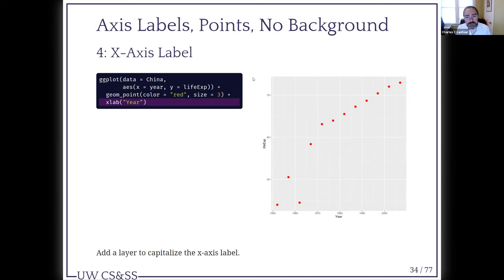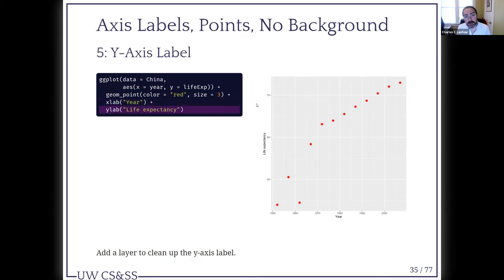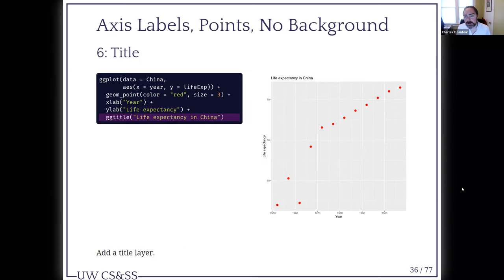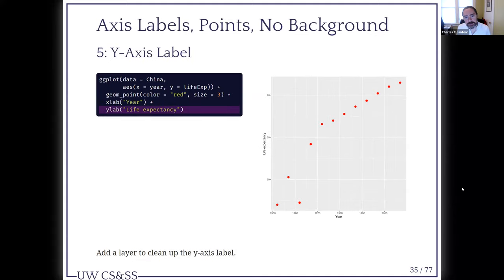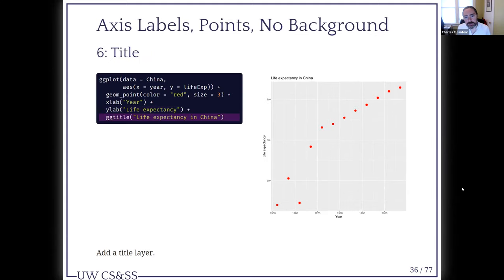Okay, I'm also going to clean up my y-axis label. I change it from being life exp, which is the default name of the variable here, to life expectancy, clean it up. So X label layer, Y label layer. Next thing I'm going to do is add a title. I say life expectancy in China, ggtitle, life expectancy in China adds up here.